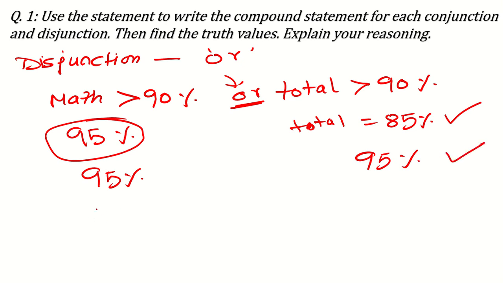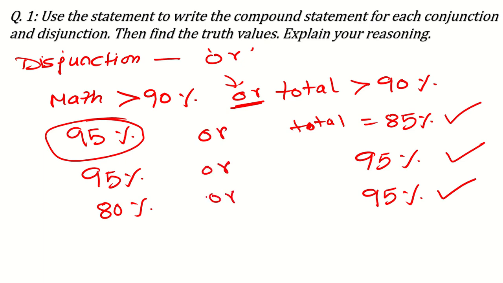Okay, and somebody is going with, say for example, 80% in math and 95% total, will he get the admission? Did you say yes? Very good. He will also get the admission. My dear students, remember, or means any one condition should be true if you want the statement to be true.